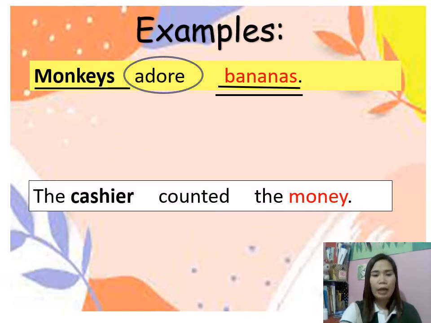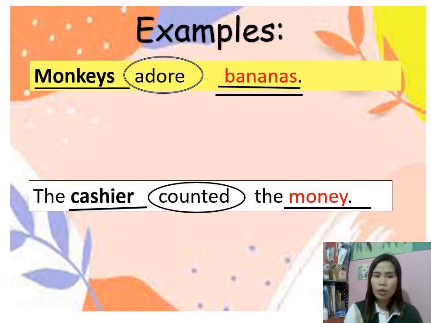All right, next we have example number 2. The cashier counted the money. So, subject is cashier and our verb is counted. And of course, our object is money. So, who counted the money? It's the subject, which is the cashier. Okay, what is the verb? Counted. So, what did the cashier do with the money? Count. All right. And what did the cashier count? Money. That is the receiver or the object.